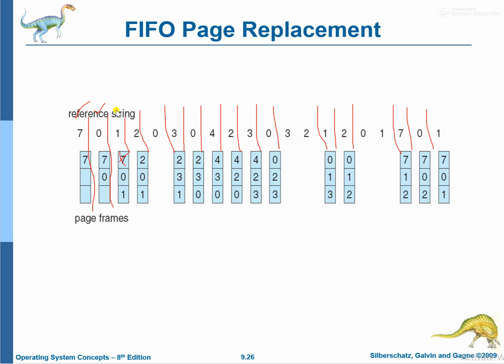Next is 0, and 0 is present in the main memory, so there is no page fault for 0. Next 3. Currently memory is 2, 0, 1, so we need a replacement. So first in first out.